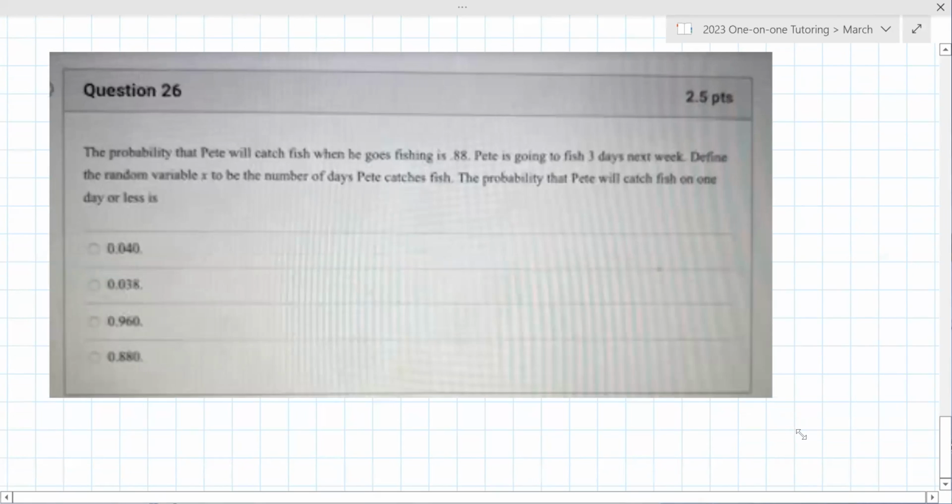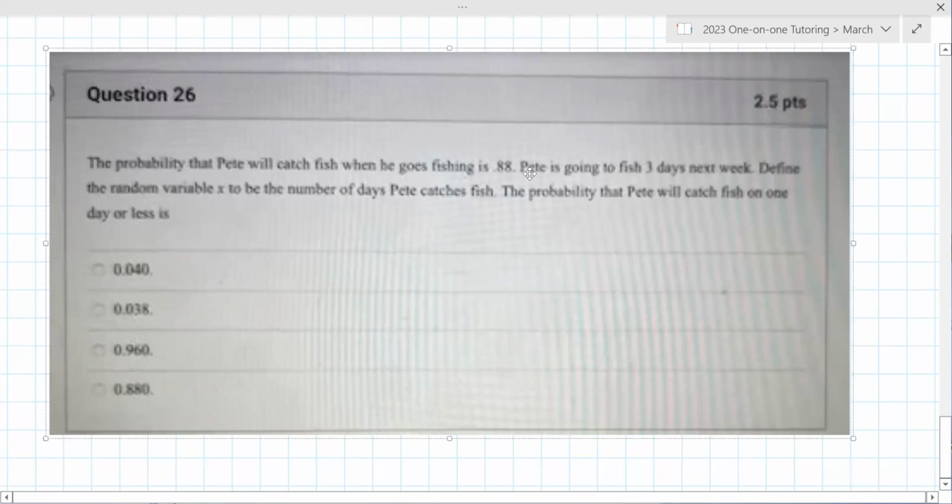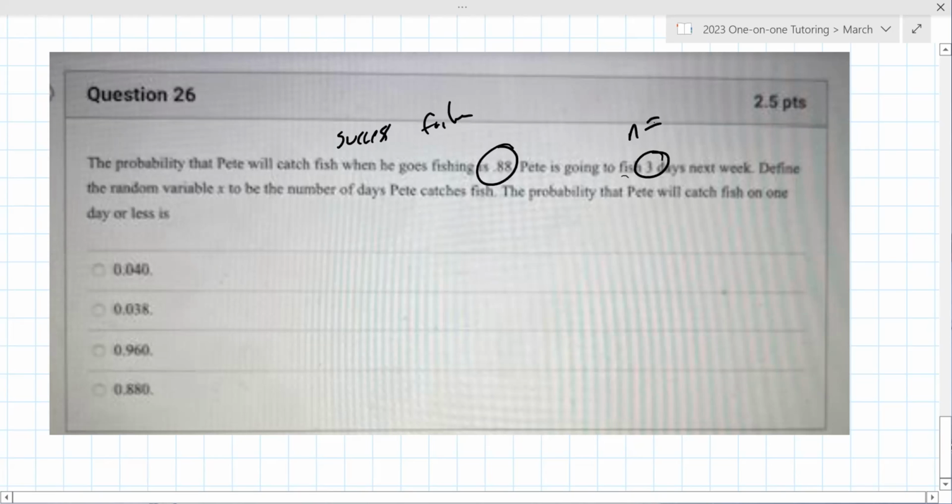All right, the probability that Pete will catch fish when he goes fishing is 0.88. So this is a success or failure. Either he catches a fish or he does not. Pete is going to fish 3 days next week. That's your N, that's your sample size. Define the random variable X to be the number of days Pete catches fish. The probability that Pete will catch fish on 1 day or less. The probability that X is less than or equal to 1 is what? So we're going to figure that out here. Success or failure, that's binomial.